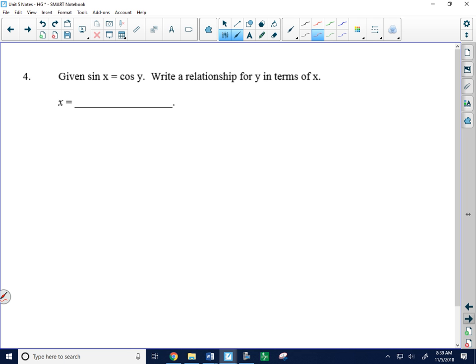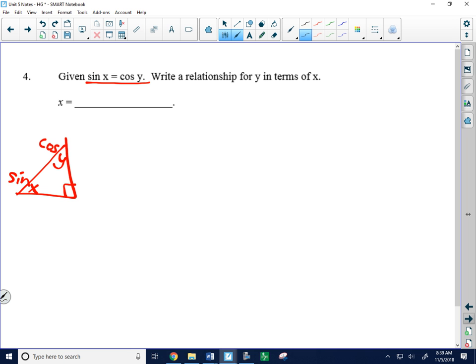This was basically an exact state test question. I changed it slightly, but the concept is the same. One of the released questions. Sine of x equals cosine of y. It's really the same as the ones we just did. They're saying one of the angles is x, one is y. Sine here and cosine here are equal. Write a relationship for y in terms of x.